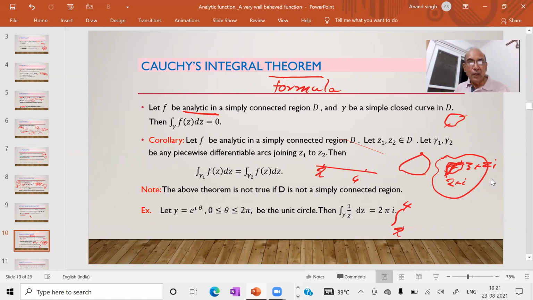That's your theorem. So let f(z) be analytic in a simply connected region D, and let gamma be a simple closed curve in D, then the integration over gamma of f(z) dz is going to be 0. A consequence of this is: let f be analytic in a simply connected region D, let z1, z2 be in D, let gamma 1, gamma 2 be any piecewise differentiable arcs joining z1 to z2. So that's your z1 and that's your z2. We have a gamma 1 on this side and a gamma 2 on this side. Then the integration over gamma 1 of f(z) dz will be equal to the integration over gamma 2 of f(z) dz. And the above theorem is not true if D is not a simply connected region. There, of course, that is required.